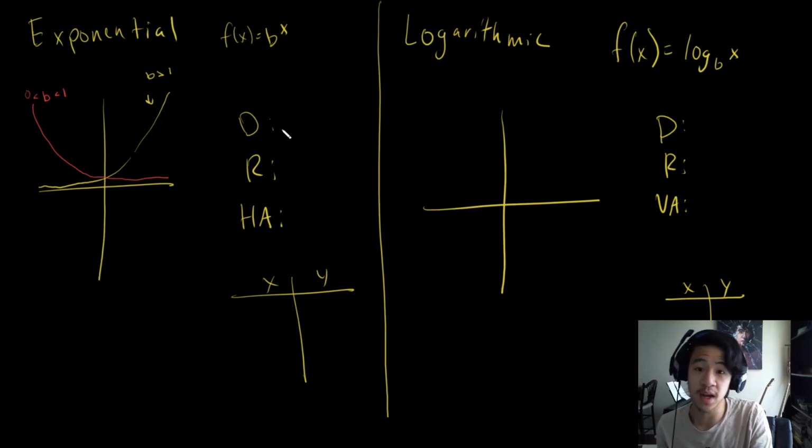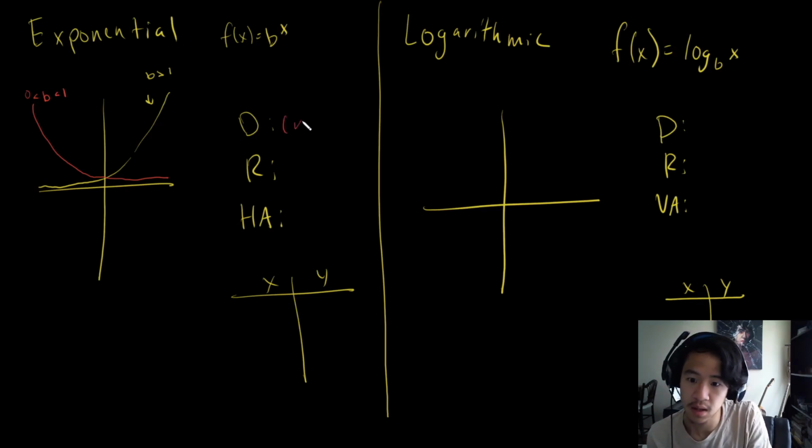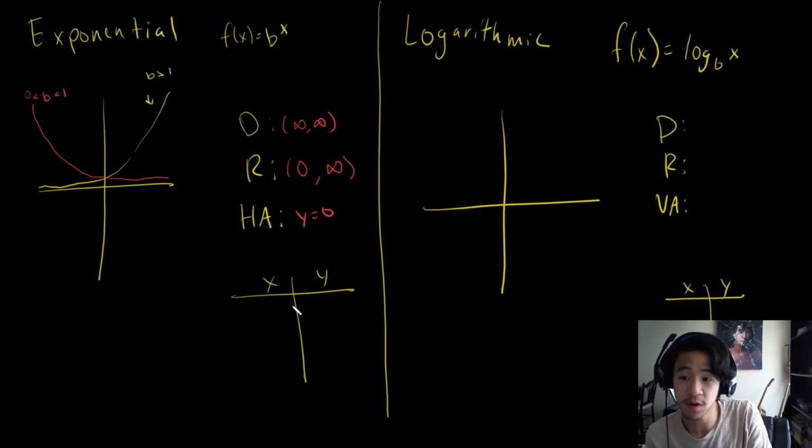So the domain and range of this, they're going to be the same though. The domain is going to be all real numbers. So let's go ahead and write that. The range is going to be from 0 to infinity. And we're going to have a horizontal asymptote at y equals 0. And our parent function, our coordinates, are going to be 0, 1, and then 1, b.